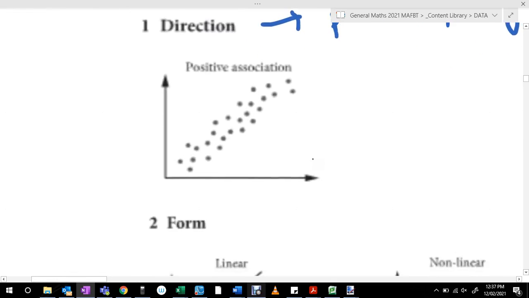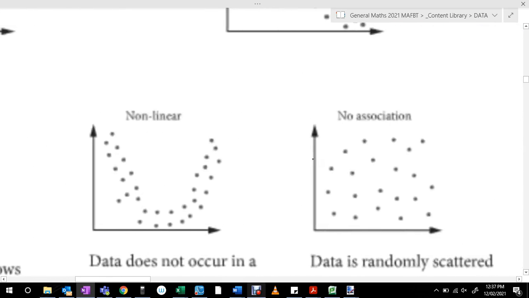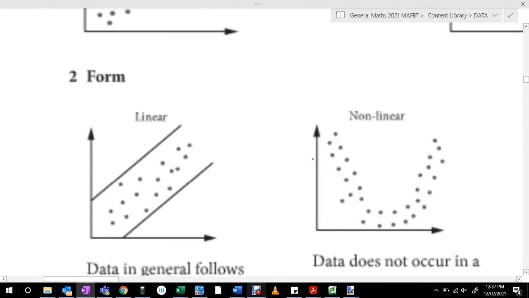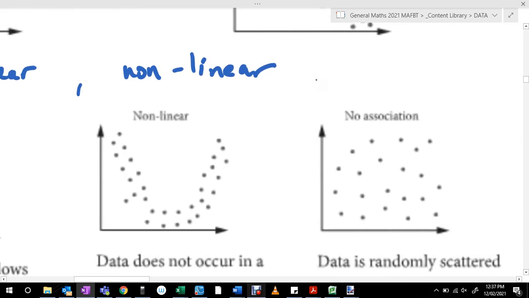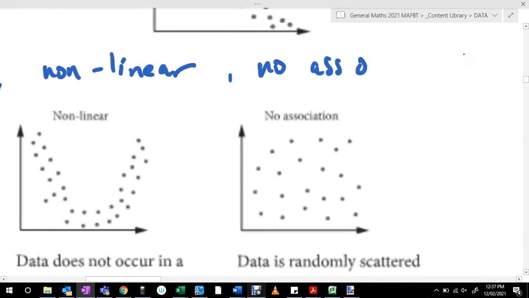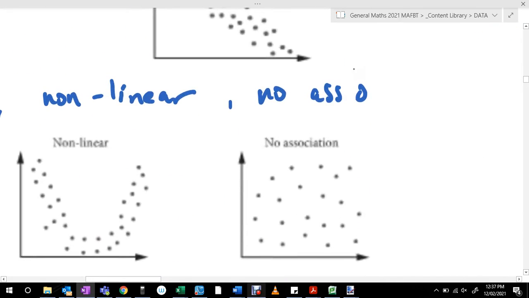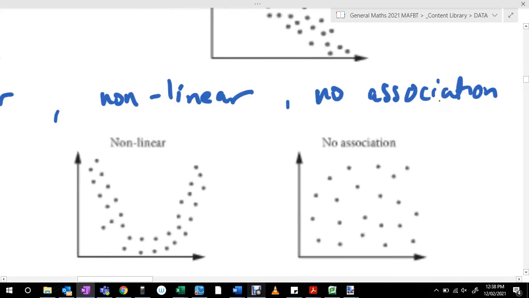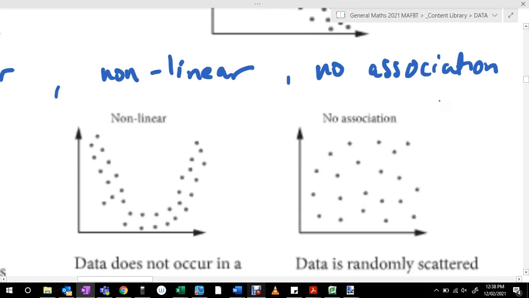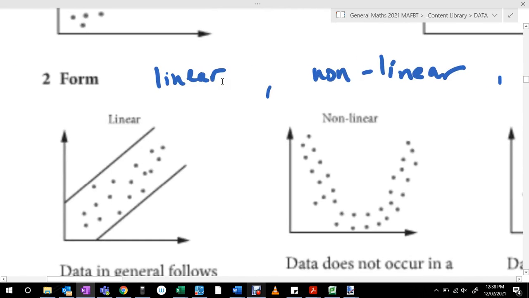The next one you have to talk about is the form. There are 3 things you need to talk about for form: linear, non-linear, and the third one is no association. Normally if there is no association, I'll talk about that in a second. But there's 2 things I want you to just look at: linear and non-linear. Those are the 2 main things you'll definitely be talking about a lot.